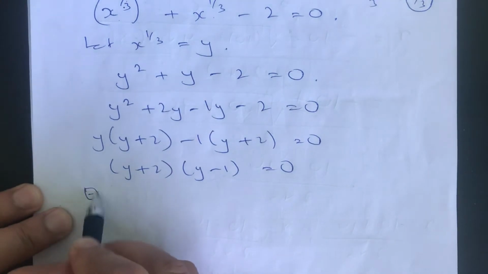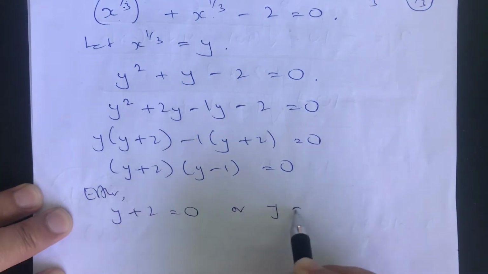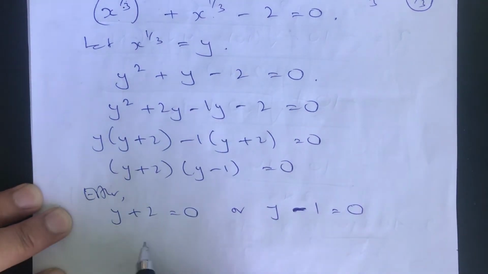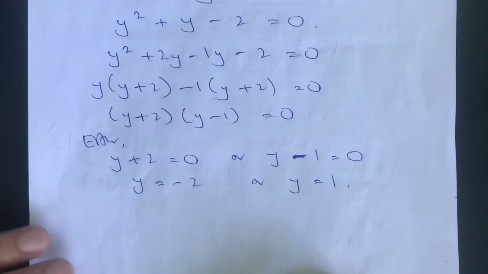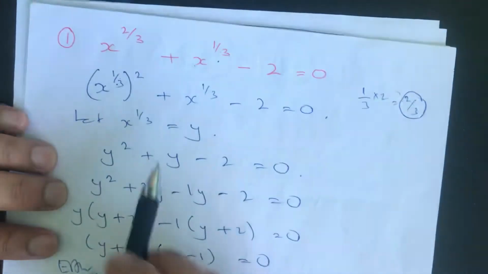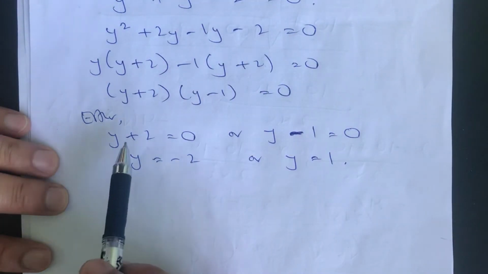So what do I get? I get either y plus 2 is equal to 0 or y minus 1 is equal to 0. So then we get y is equal to minus 2 or y is equal to 1. So we get two answers. But what have we taken y to be? x to the power 1 by 3 is equal to y.